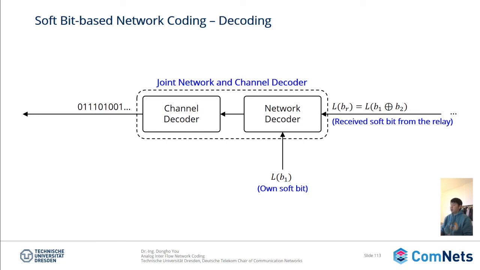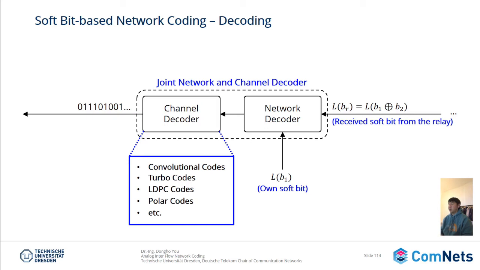Okay, maybe you think that soft bit based network coding is so complicated and you don't need it. But most of the channel coding in modern communication systems uses these channel coding schemes: convolutional codes, turbo codes, LDPC codes, Polar codes, and so on. Maybe you have heard about one of them. And these channel codes consider only soft bits instead of hard bits. So if we consider joint network and channel coding in the physical layer, we can achieve improved performance.